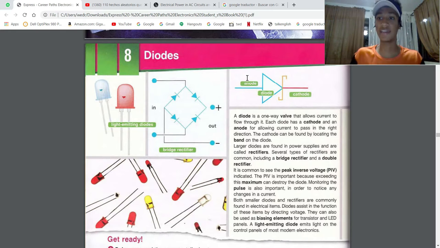With the diode you can make a bridge rectifier. With a bridge rectifier, you can convert the AC current into DC current.